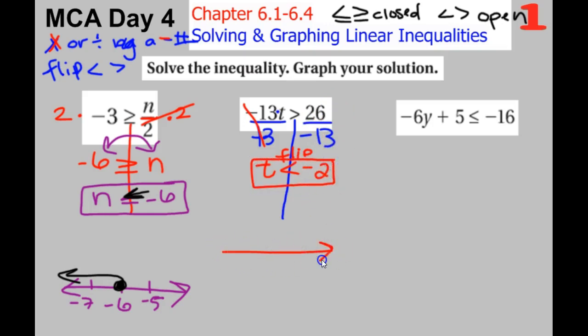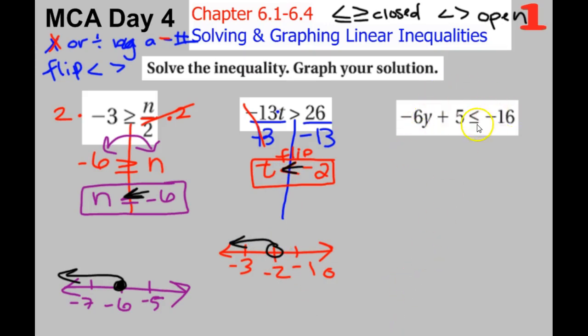Our letter's already on the left, so we can graph this. Remember, positive numbers are to the right of the negatives, so we would go down towards 0, and then more negatives would be negative 3, negative 4, negative 5. This one's an open circle because there's no equal to. And like an L, less than is to the left.